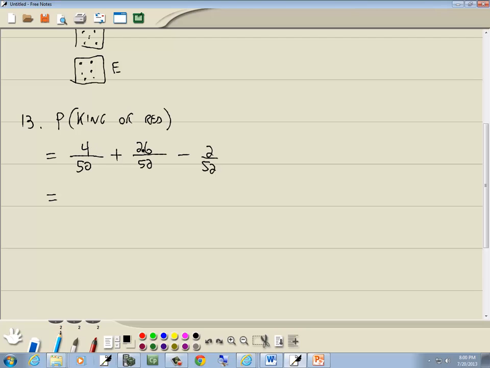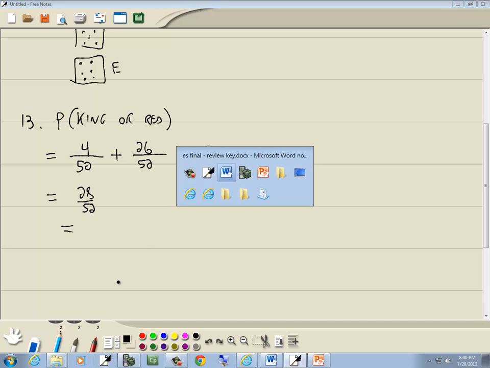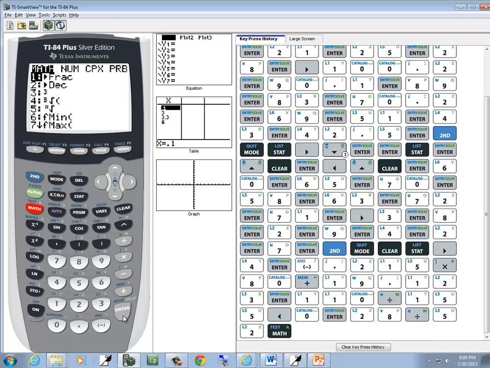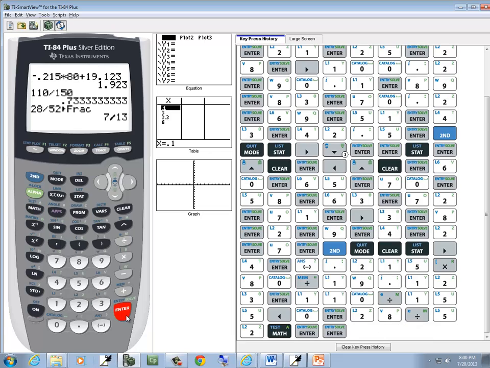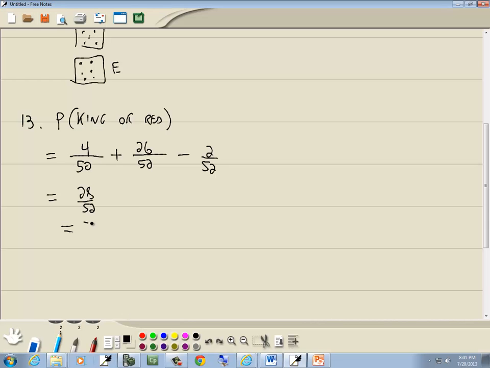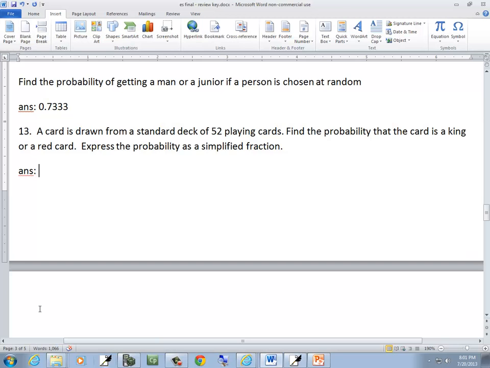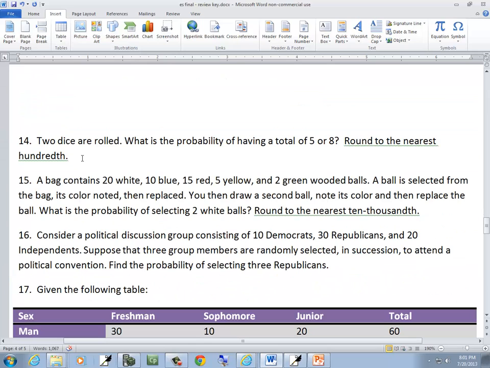That gives us 4 plus 26 is 30. Minus 2 is 28. 28 out of 52. And say you stink at fractions, you can use your calculator to simplify it. 28 divided by 52, Math, enter. Gives us 7/13. 7/13. There we go. Okay.